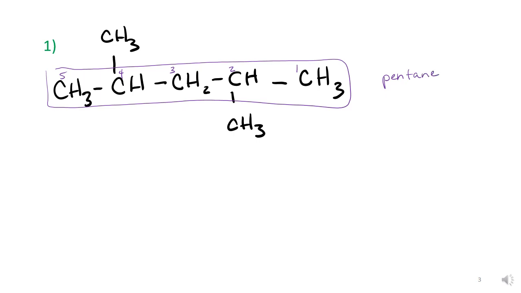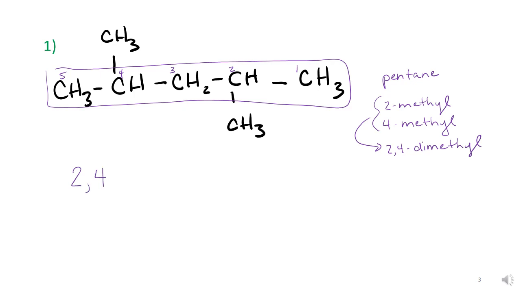Now let's put our side chains on, and we have a 2-methyl and a 4-methyl, and that means these two combined are a 2,4-dimethyl. We've only got one type of side group, the methyls, so we don't have to worry about alphabetizing, so let's just put these together. 2,4-dimethylpentane. And that's it.